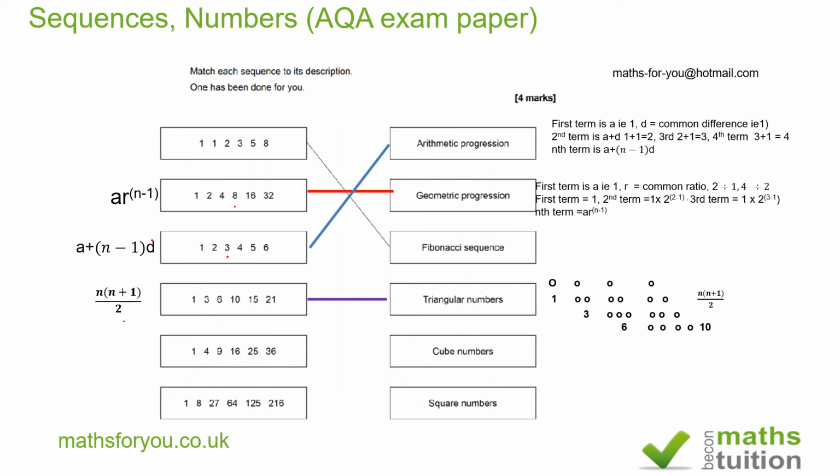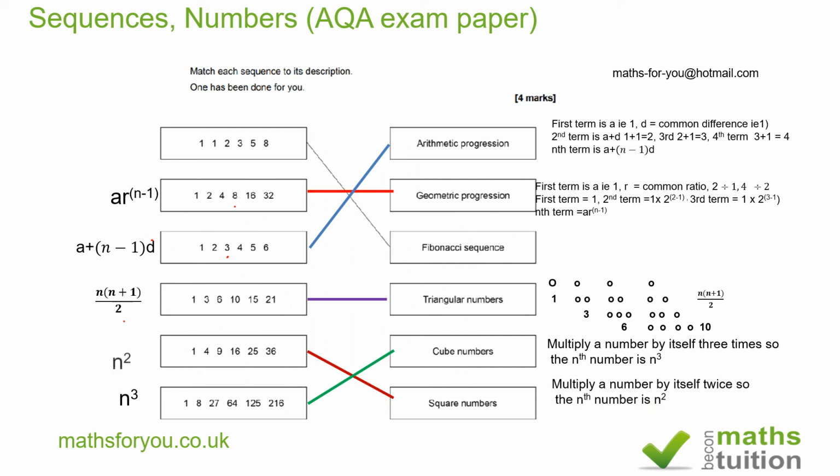Now the next one is the cube numbers. So the cube numbers are the terms multiplied by themselves 3 times. For instance, the third cube number will be 3 times 3 times 3, which gives you 27, and the fourth cube number will be 4 times 4 times 4, which gives you 64. So the formula for that is n cubed. And it then follows that the last one has got to be square numbers, which is multiplying the number twice. So n squared is the formula for square numbers.